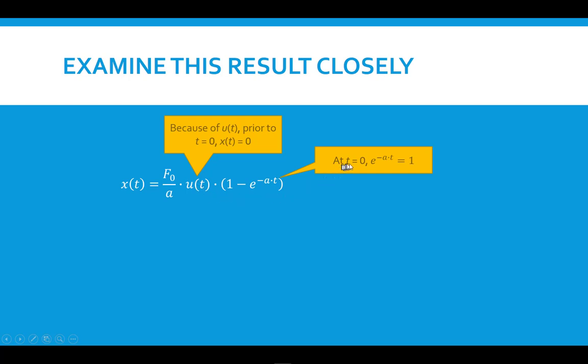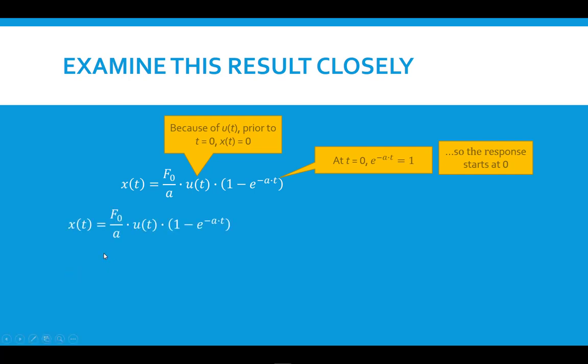So let's look at it. At t equals 0, e to the negative at, t is 0, so e raised to the 0th power, anything raised to the 0th power is 1. So this becomes 1 at t equals 0, and this becomes 1 at t equals 0. So what we can see is we'll have 1 minus 1. So x of t at t equals 0 starts off at 0, because this is 1 and this is 1 also at t equals 0. So it'll start off at 0.